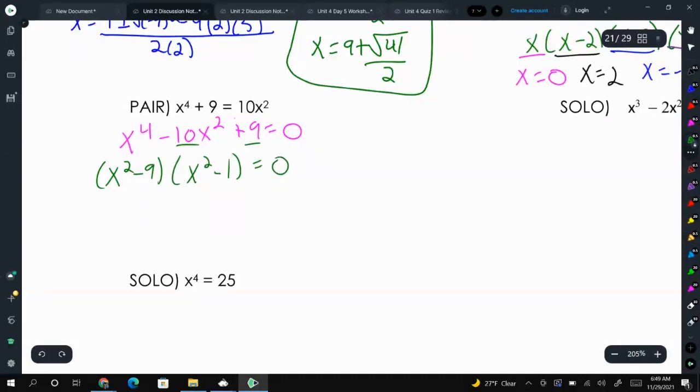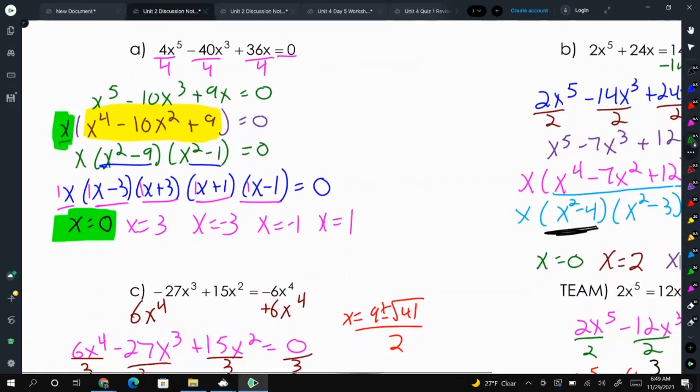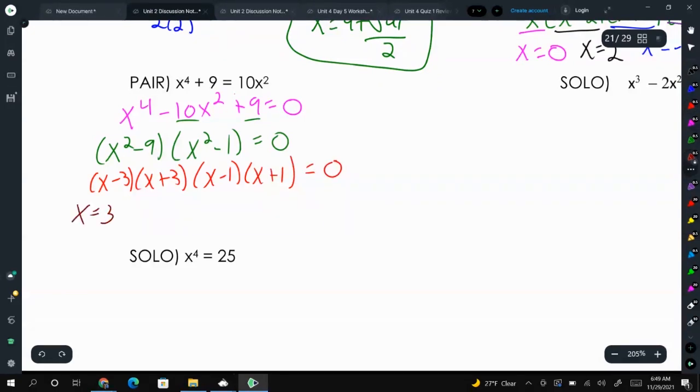And we have the same part up here. So we know now that we could do x minus 3 times x plus 3, then x minus 1 times x plus 1 equals 0. And then our solutions will be x equals 3, x equals negative 3, x equals 1, and x equals negative 1.